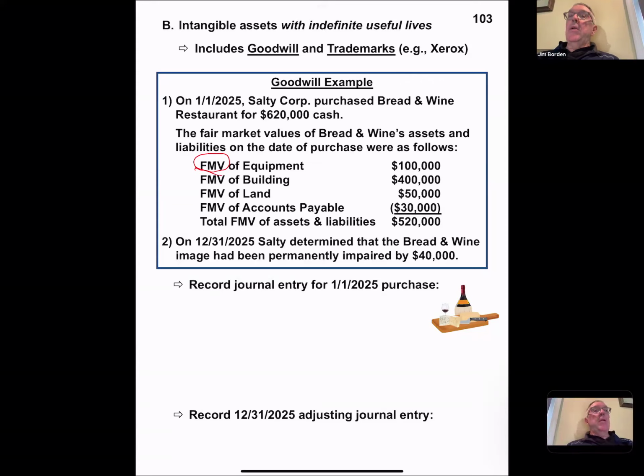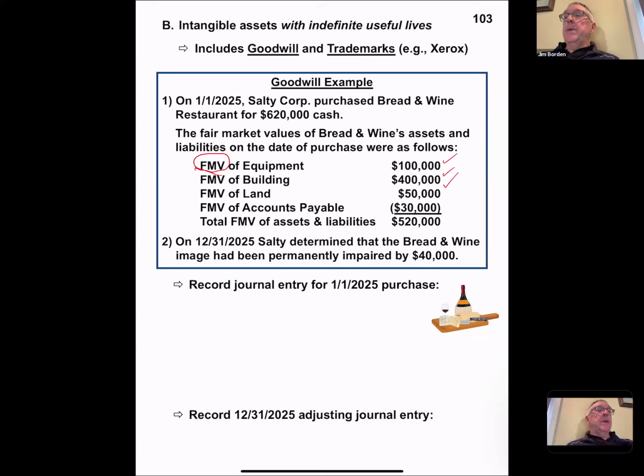That equipment might be on Bread and Wine's books at 80,000 or 300,000. That's not what's relevant here. We're buying it today, and so in our books, we record it at what the asset is worth today when we're buying it. We refer to that as the fair market value. So what we're going to do is add up the fair market value of all the assets we acquired. In this case, 100, 450. So that's 550. We also took over some of their accounts payable.